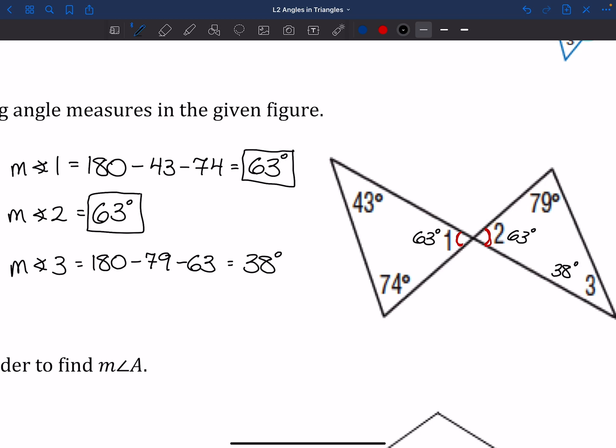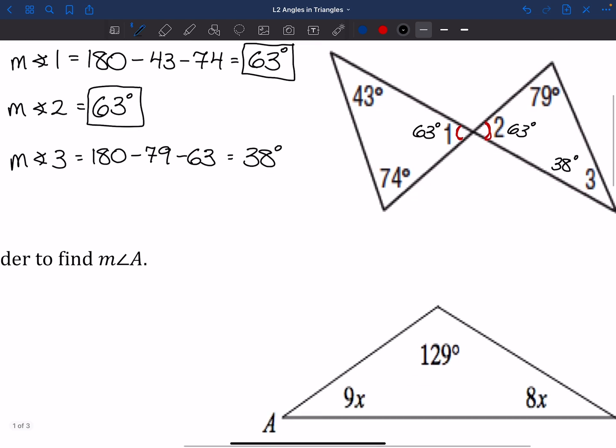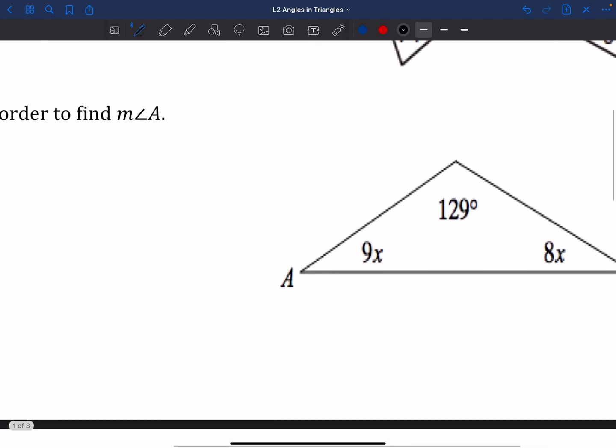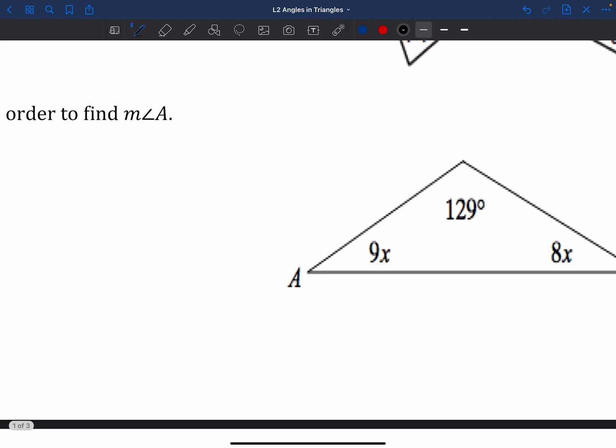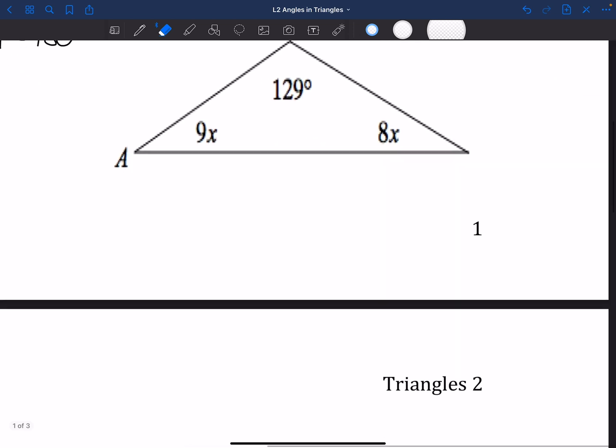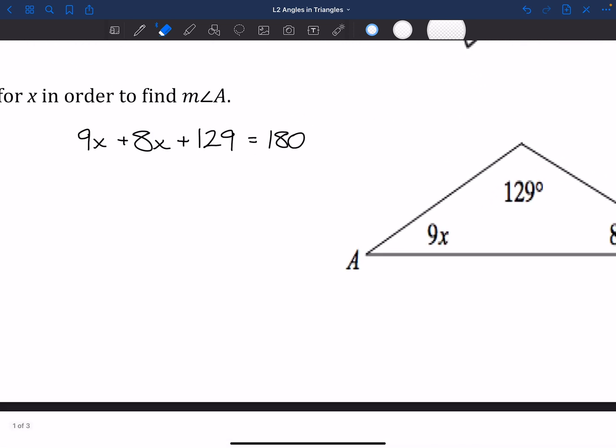So, this is all fine and dandy when they give us numbers for everything. Sometimes we might just have some variables floating around. So I've got all these different pieces of this triangle. What I want to do is figure out what x is and also figure out the measure of angle A. The way I'm going to do that is treat this just like any other triangle. I know that all three of those angles, when I add them together, are going to give me 180 degrees. So I'm going to take 9x, add on the 8x, and add 129, and all together, those three give me 180 degrees.